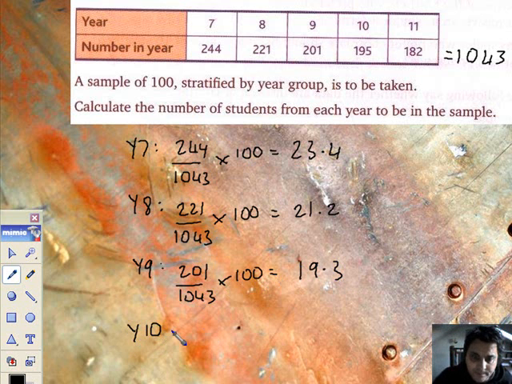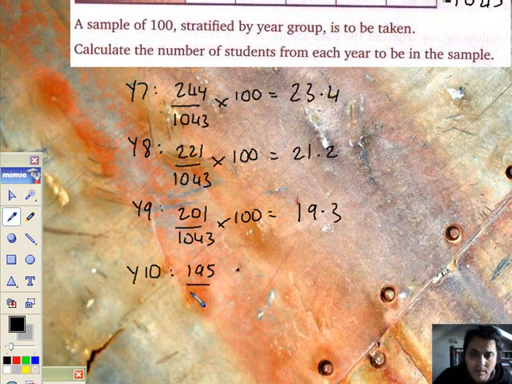Year 10's 195 over 1043 multiplied by 100. There we go. Let's just do the sum. 195 divided by 1043 multiplied by 100. That gives us a sample of 18.7.